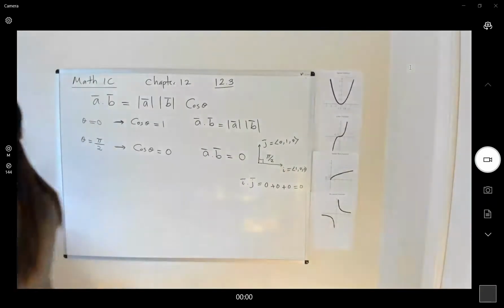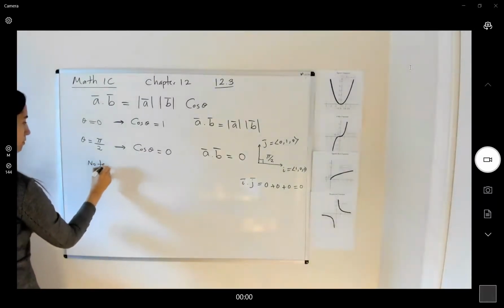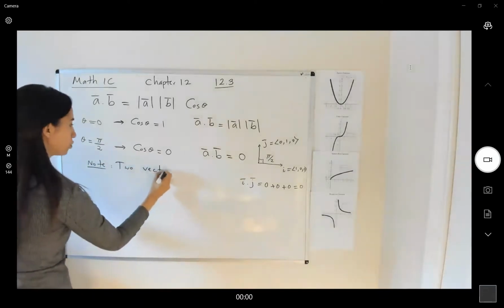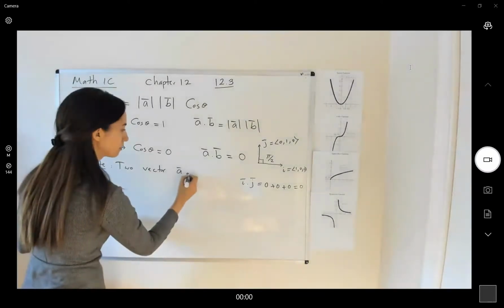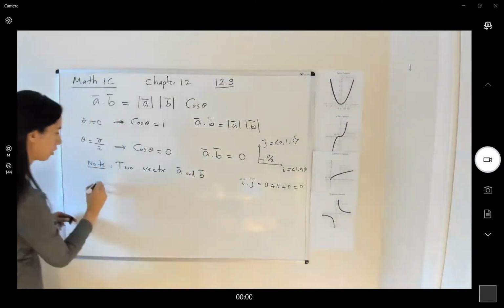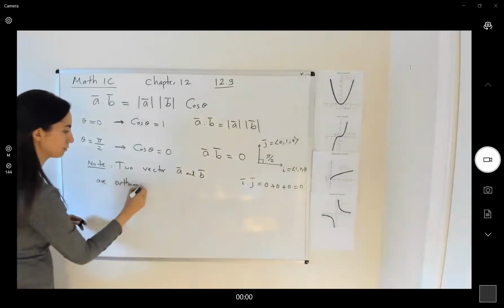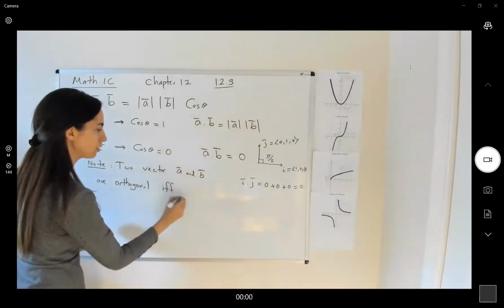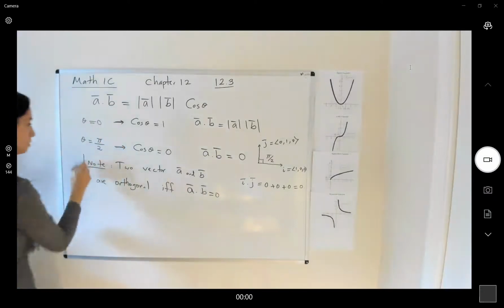So in general, you can say that two vectors, like A and B, are orthogonal or perpendicular if and only if their dot product or inner product is equal to 0.